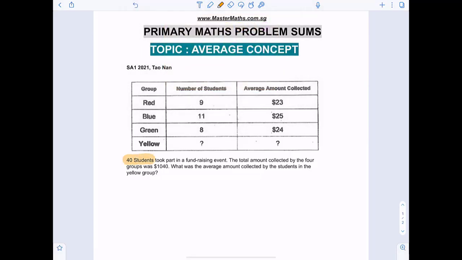40 students took part in a fundraising event. The total amount collected by the 4 groups was $1,040. What was the average amount collected by the students in the yellow group?